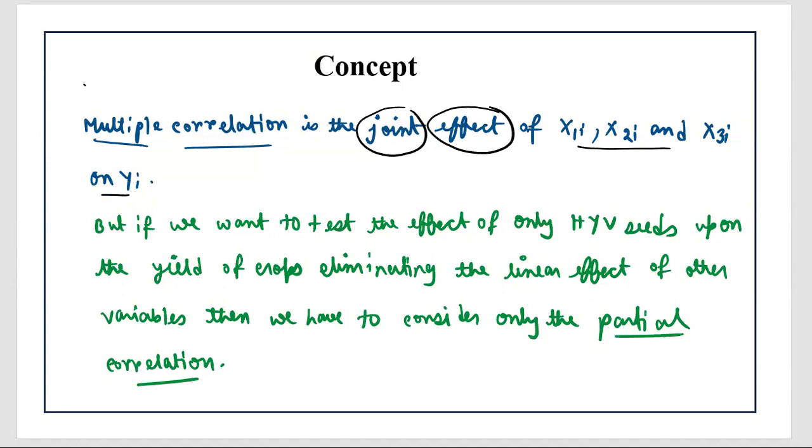But in case of partial correlation, we want to know the effect of only one particular regressor upon the dependent variable, here the yield of crops, eliminating the linear effect of all the other variables. That situation will be known as the partial correlation, right? In this video, I'll not go into the formalization of that. I'll do that in the next video, how you can find the expression. Here, I will only talk about the concept.